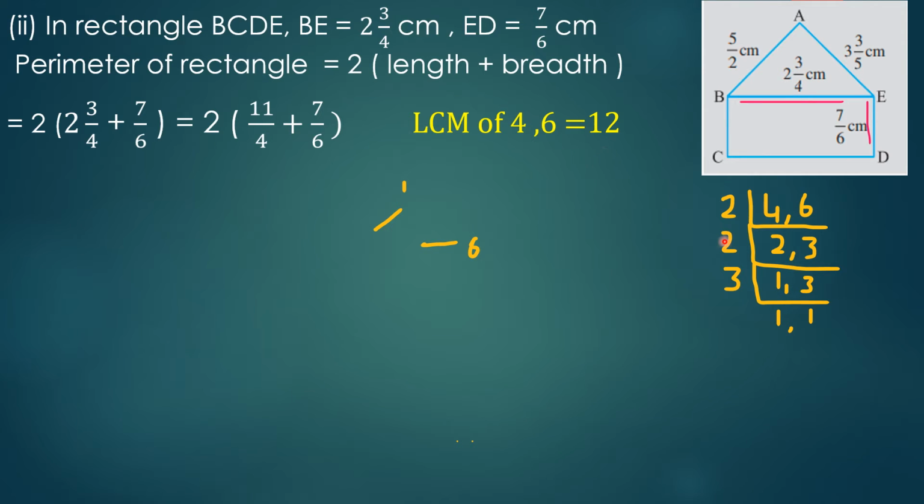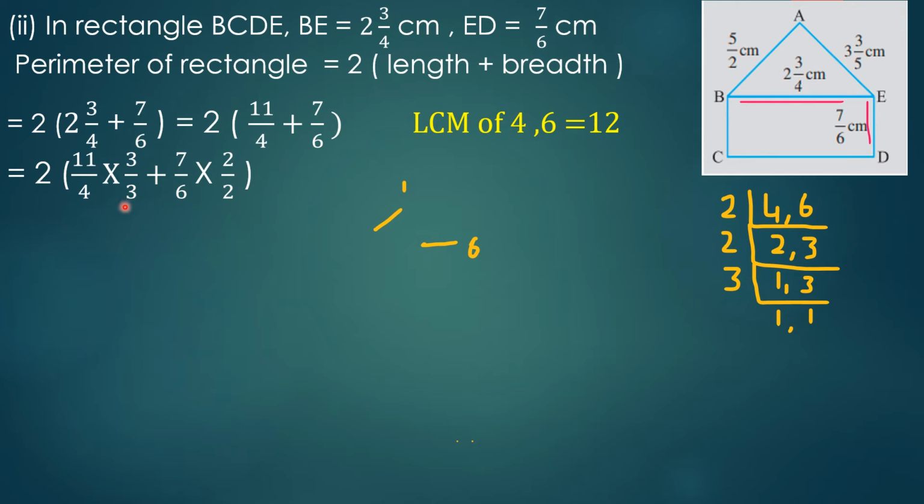It is 12. Because 2 2s are 4, 2 3s are 6, 2 1s are 2 and 3 remains. Next 3 1s are 1 remains and 3 1s are 3. Therefore 2 2s are 4, 4 3s are 12. So 12 is the LCM. Now we have to convert the unlike fractions into equivalent fractions with the denominator as 12. Therefore this will become 2 into 11 by 4 into 3 by 3.